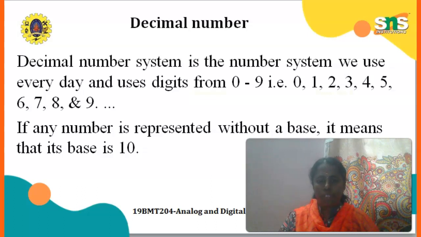So let us see what we mean by decimal number system. The decimal number system is the number system we use every day, and it uses digits from 0 to 9. Only the specific digits from 0 to 9 make it the decimal number system. If any number is represented without a base, it is automatically taken as base 10.